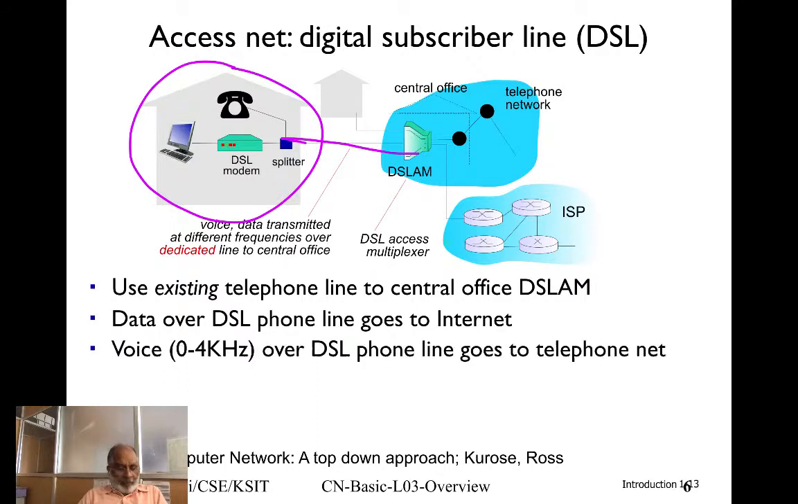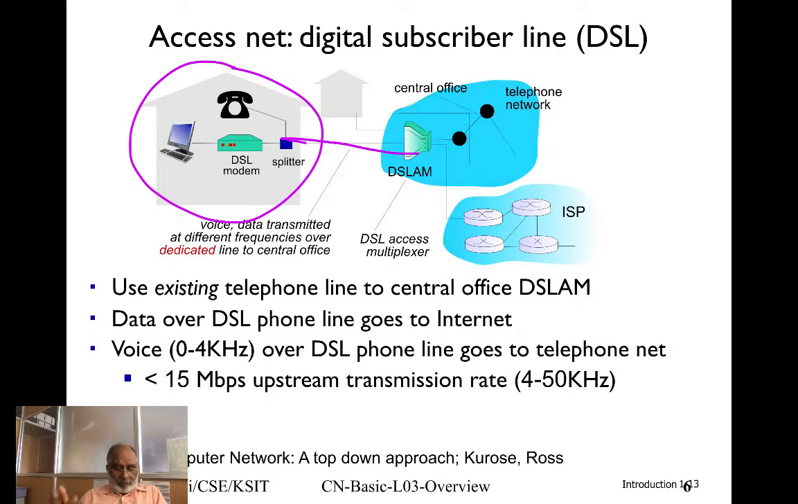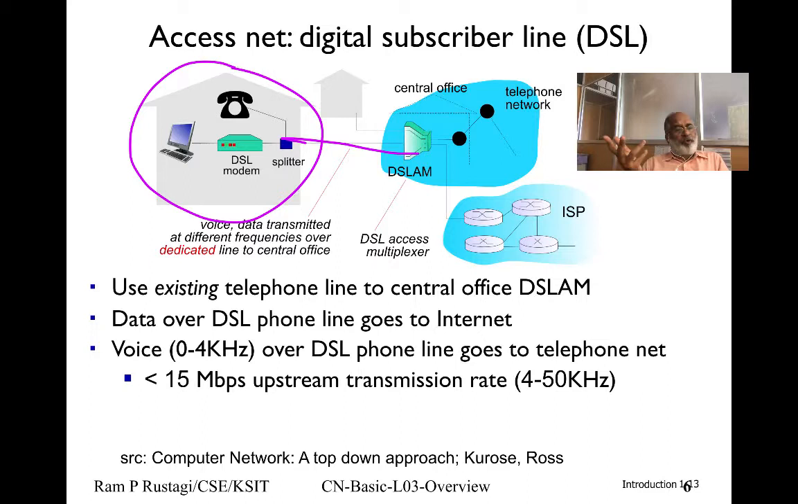But with DSL, both can be done at the same time because voice frequency is in a different range. Voice lies below 4 kilohertz, whereas data access goes from about 4 to 50 kilohertz and higher. DSL is typically called asymmetric. Asymmetric means your upload rate is much lower than your download rate. Today with DSL you get up to 20, 24, even 40 Mbps, but the upload is still about 1 Mbps or 2.